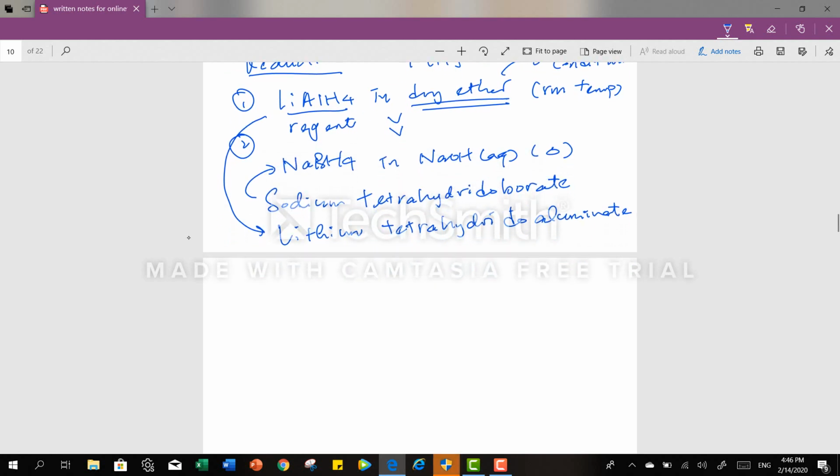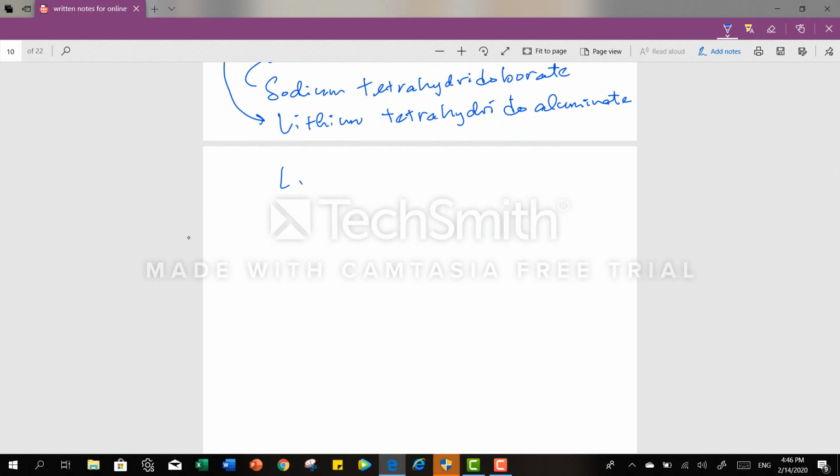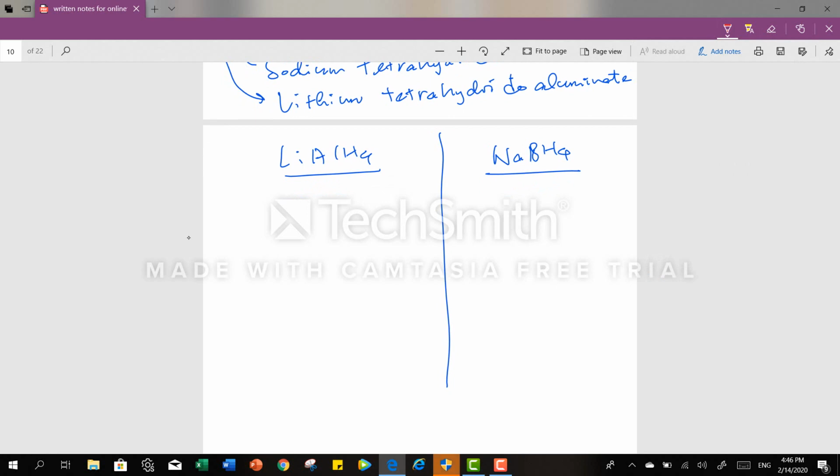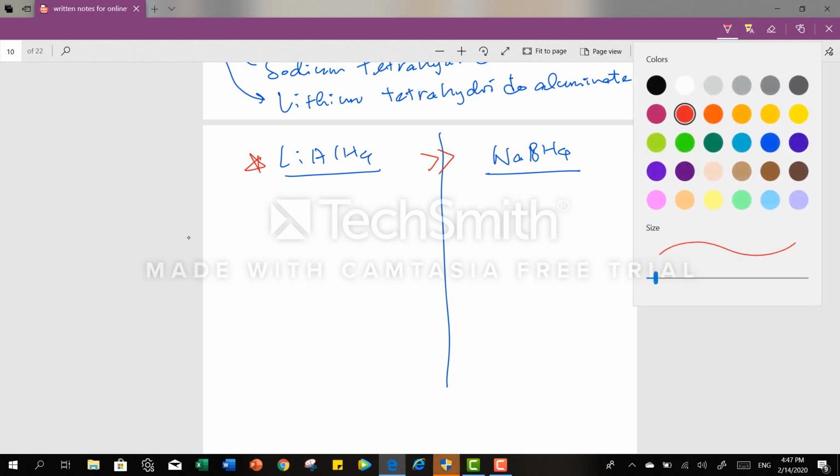What are the differences between them? Now I will compare them with you so that you know which one you're going to use in different situations. First, this one is much stronger. Basically, both of them can reduce the aldehyde and ketone into the corresponding alcohol, but this one can also reduce carboxylic acid, as what we learned in the last chapter.